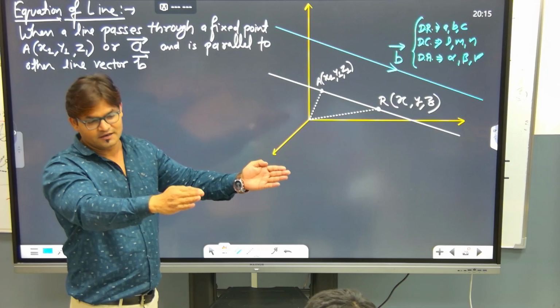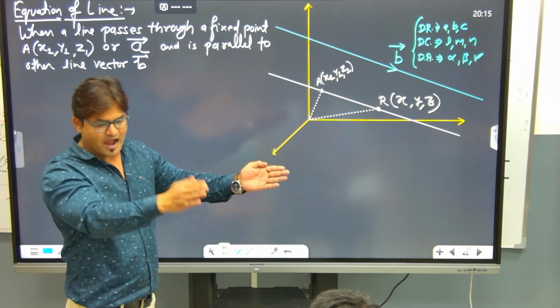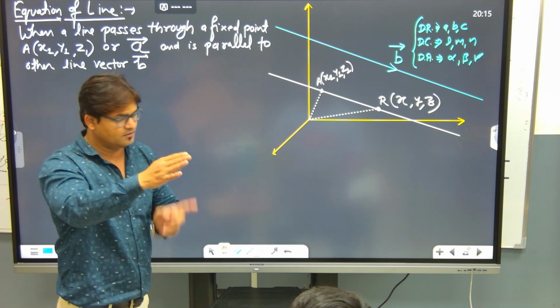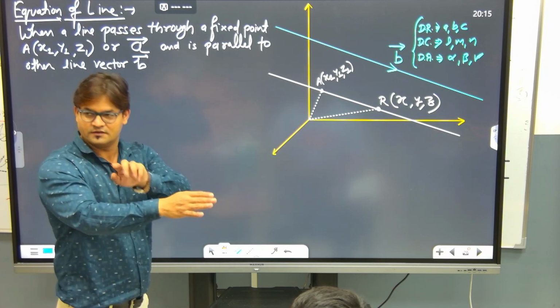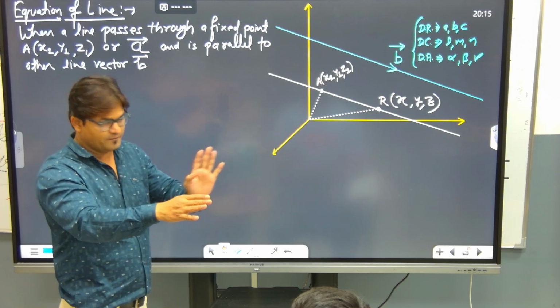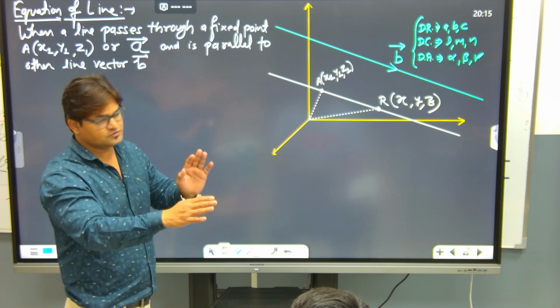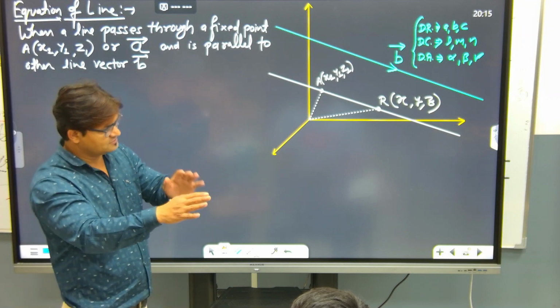Now, what is direction? Direction may be given in three formats. Either for this line we have direction angles alpha, beta, gamma, with alpha for x, beta for y and gamma for z, or maybe direction cosines in terms of l, m, n are given, or maybe a particular vector is given. That means the direction ratio is given.